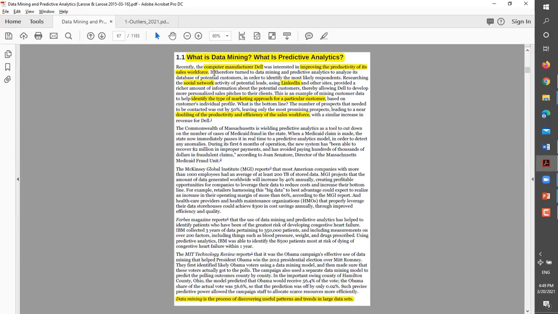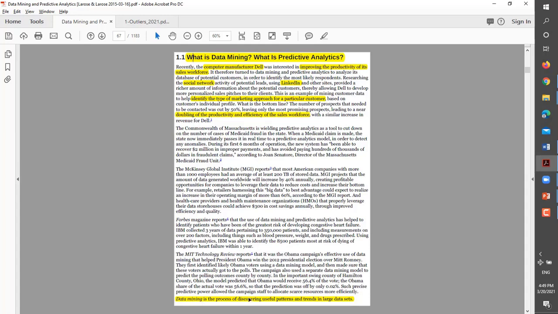So here we have the computer manufacturer Dell. It said that they wanted to improve the productivity of its sales workforce, okay? And then they started to go to LinkedIn and social network, and they started to identify the characteristics of each customer. And because of that, they could double the productivity and efficiency of the sales workforce, okay? So it is a kind of application of the data mining, how it can help us.